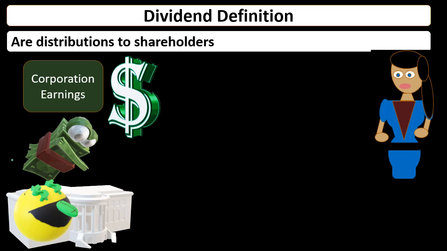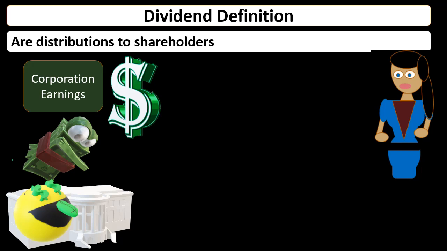So a dividend is very similar to a draw for a sole proprietorship. If I was a sole proprietor or a partnership, my business would make money. We would then pull the money out, call it a draw. We're not going to be taxed on the draw. We're going to be taxed on the revenue that the business earned.